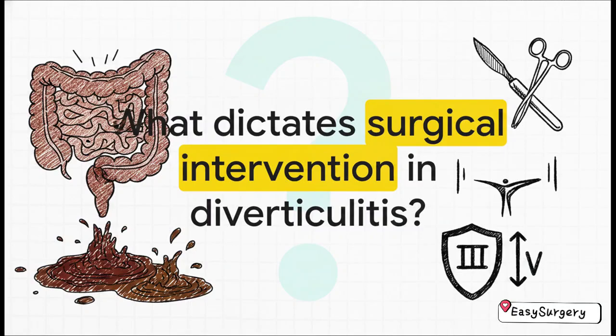Let's pause for a second and test our understanding here. Based on the Hinchey scale we literally just reviewed, what dictates the hard line for surgical intervention? It's diffuse peritonitis. Once a patient spills purulent or fecal matter into the abdomen, meaning Hinchey 3 or 4, that represents the critical threshold where surgery simply cannot be avoided.